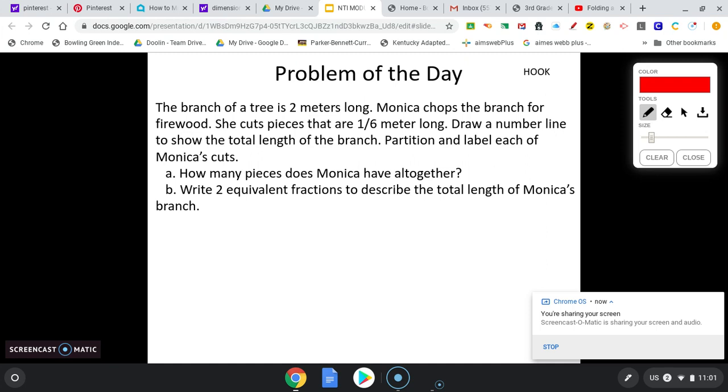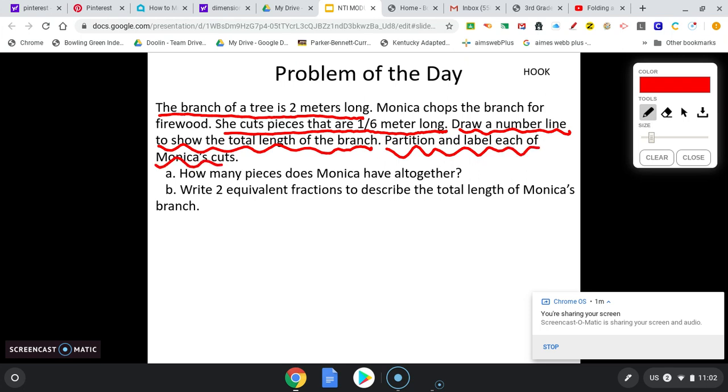A. How many pieces does Monica have altogether? B. Write two equivalent fractions to describe the length of Monica's branch. So let's begin with what do we know? Yes, we know the branch of a tree is 2 meters long. We know that she cuts the pieces that are 1/6 meters long. It tells us that we need to draw a number line to show the total length of the branch and to partition and label each part of Monica's branch. And we know that we have to figure out how many pieces Monica has altogether, and we have to write two equivalent fractions to describe the total length of Monica's branch.